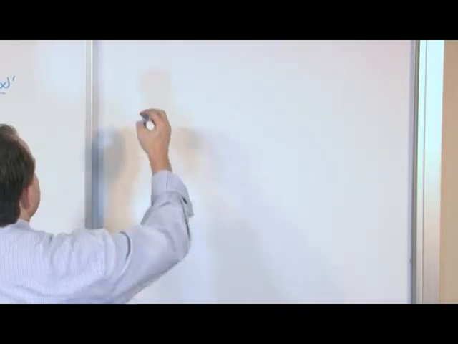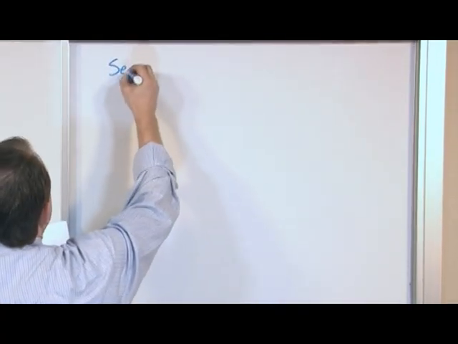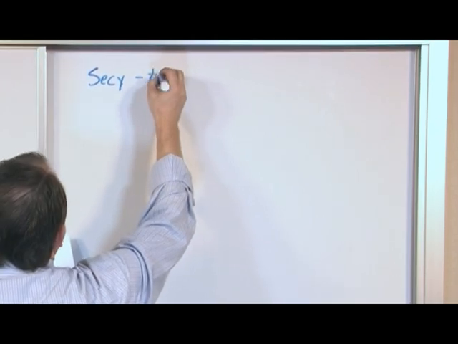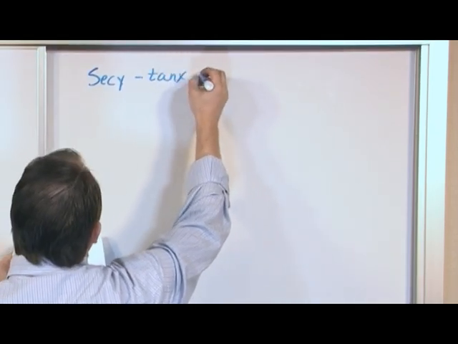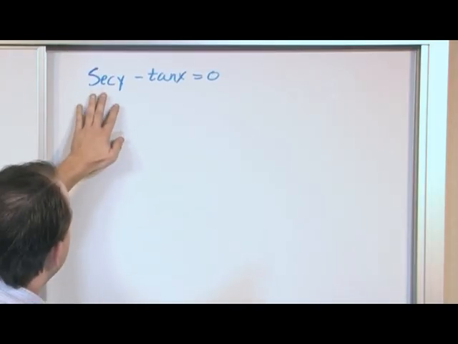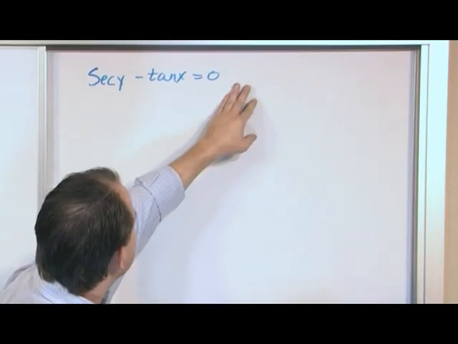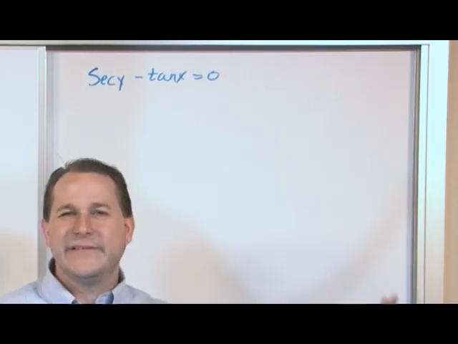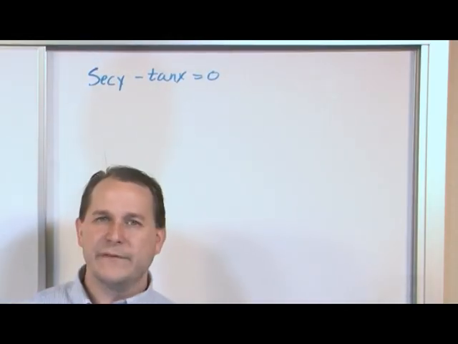Let's say you're going to find the secant of y minus the tangent of x is equal to 0. We want to find dy/dx, the first derivative. It's a great example. You can't really solve for y. I mean, you could pull tangent over there, you could take the inverse secant, but then you have to take the derivative of all of that stuff.